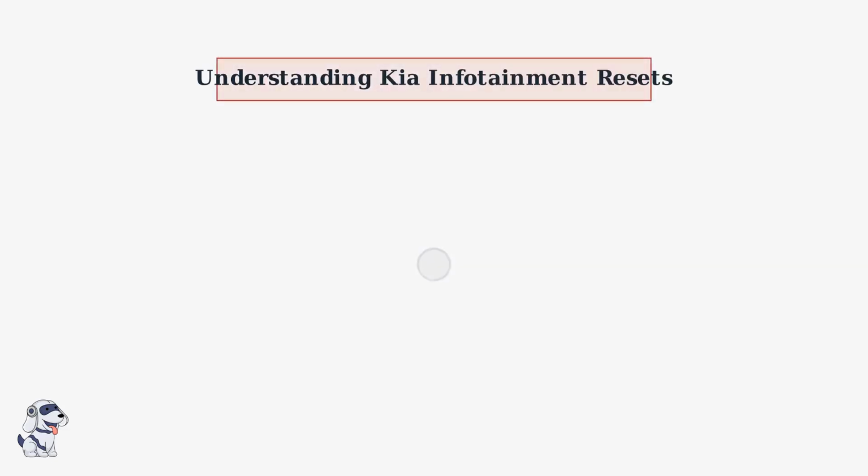Kia infotainment systems serve as the central hub for navigation, media playback, and vehicle controls in Kia vehicles. These systems occasionally require resets to fix common issues such as unresponsive touchscreens or software crashes. There are two main types of resets available for Kia infotainment systems.